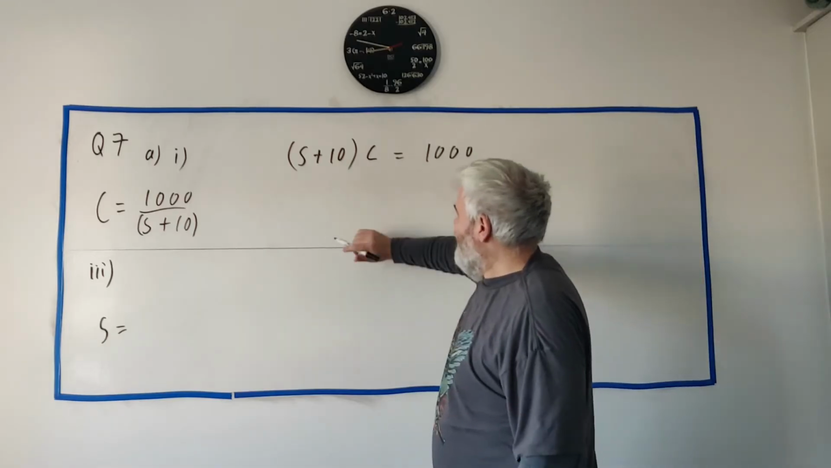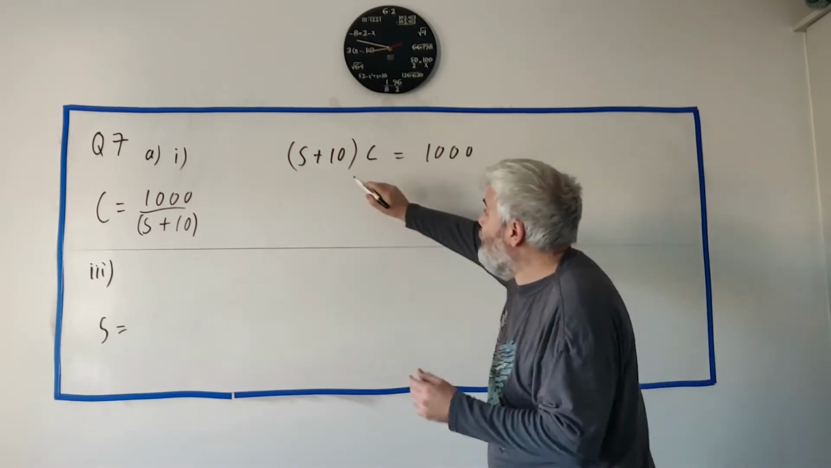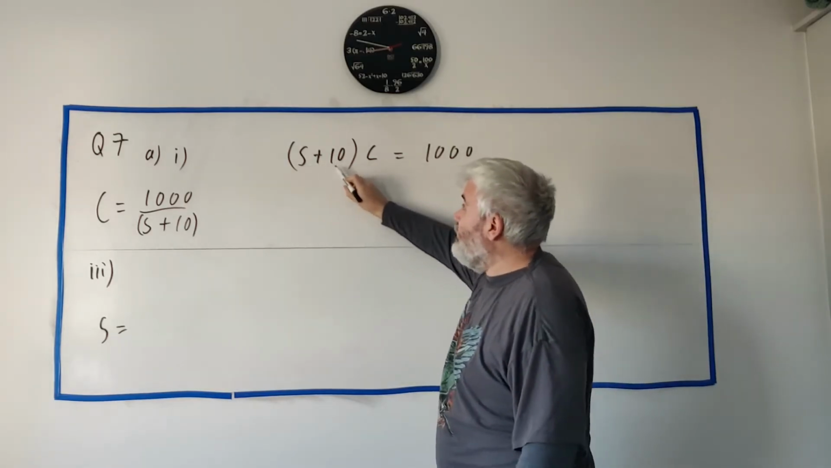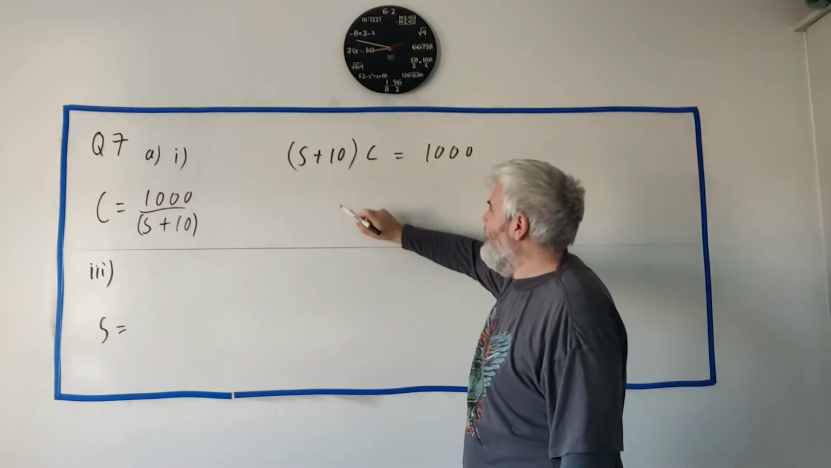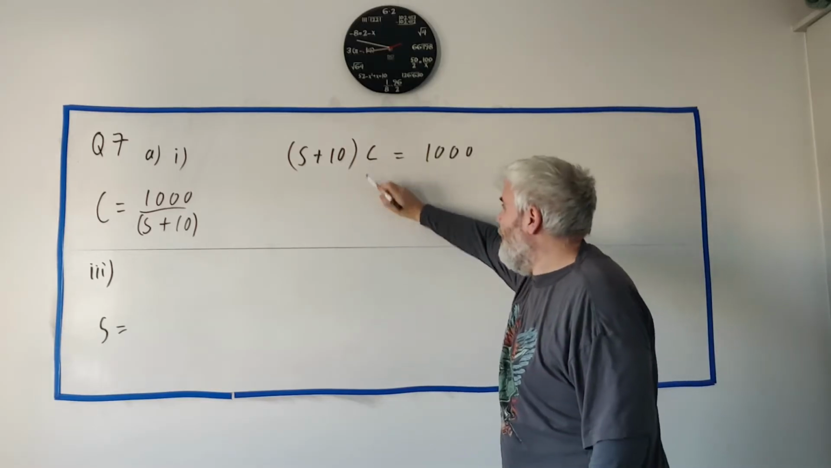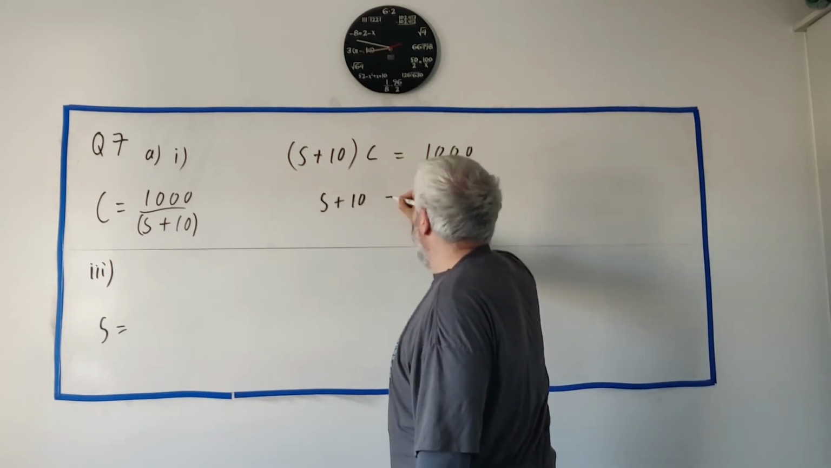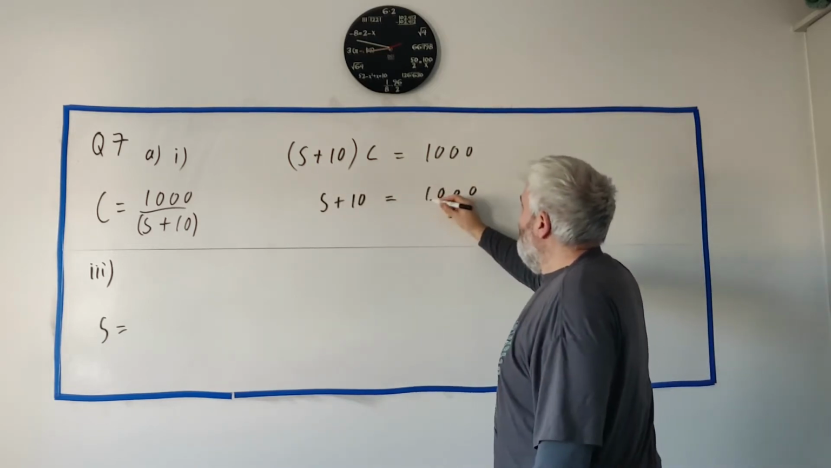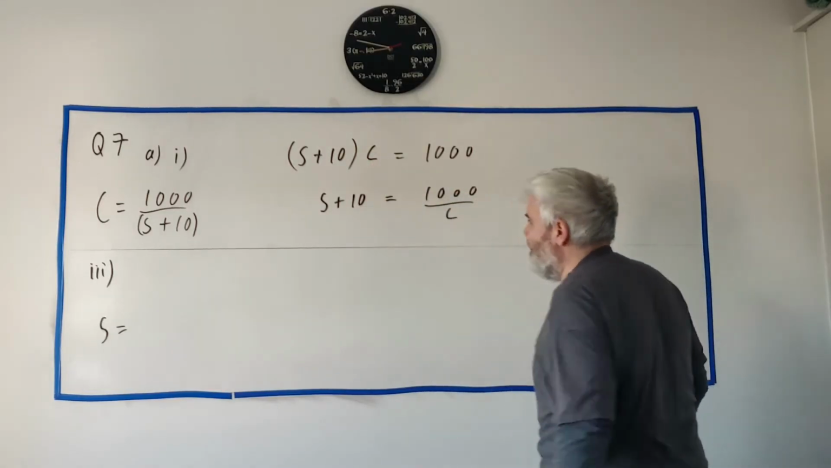But still, there's lots of things in the way. 10 and C are in the way here. We can't move 10. Again, it's locked in with C, with S multiplying C. So we can't move it yet. We can move C. It's out here on its own. It's multiplying. So we will divide both sides by C. Divide the right by C, divide the left, it cancels.